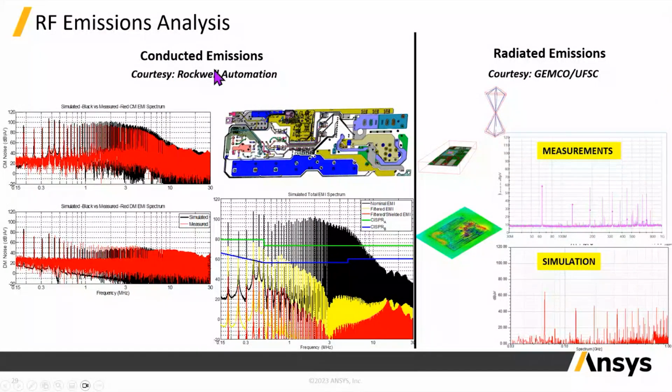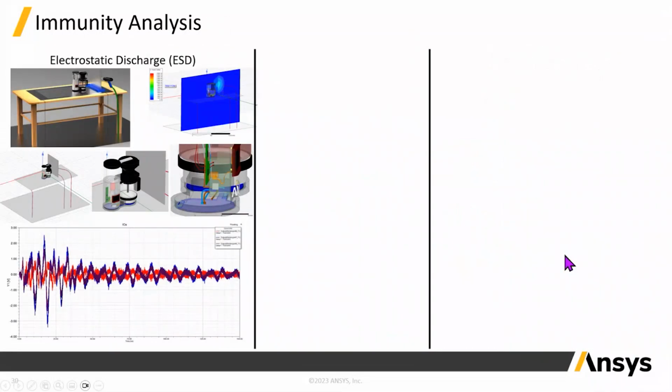Here you are seeing the work we did with Rockwell Automation. On the conducted emissions, the red one is the measured one and the black one is the simulated one. The trends are exactly matching along with their peaks. If there are peaks going above the limit line, you need to reduce them by using filters and shields. These images show how much you are able to reduce the emissions in the conducted range by adding the filter and shield. You can also see the measurement and simulation correlation on the radiated emission side.